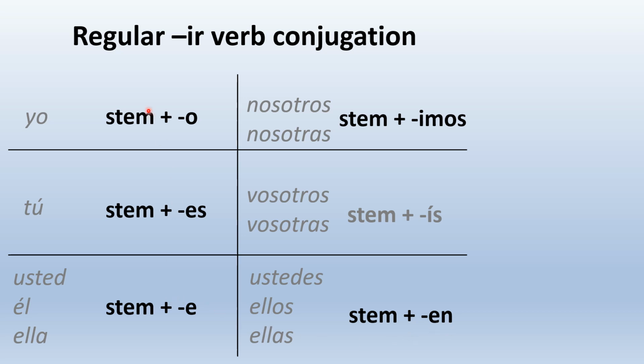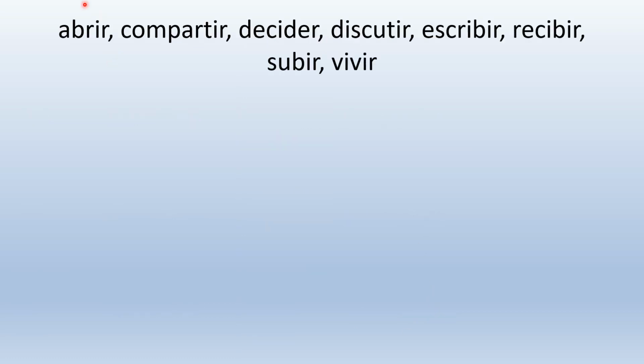So, in all of these, you can see this forms kind of an L. For all of these persons, our conjugation is going to be the same as it is with regular ER verbs. The difference is for nosotros and vosotros. In nosotros, we'll take this stem of the verb and add imos for our IR verbs and is for vosotros. Let's look at some examples.